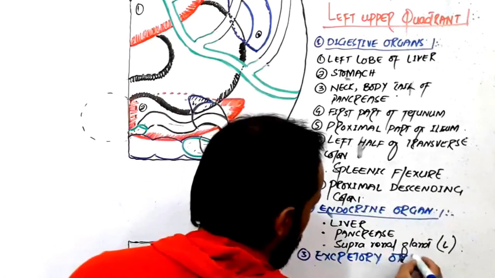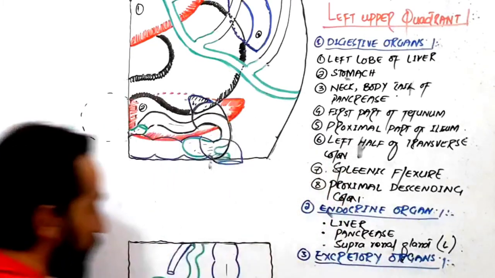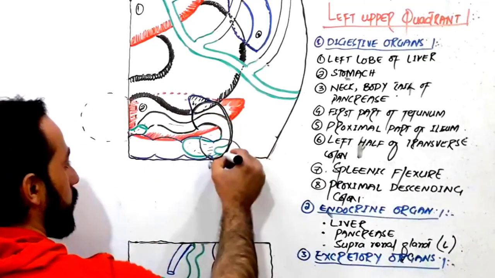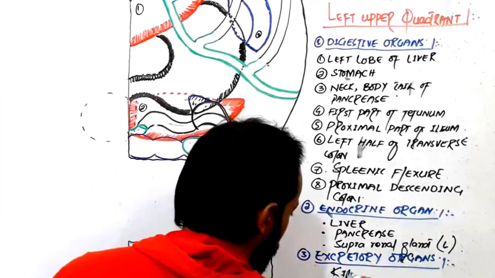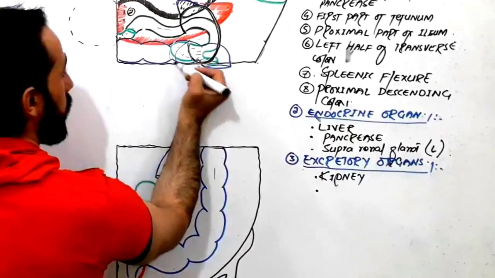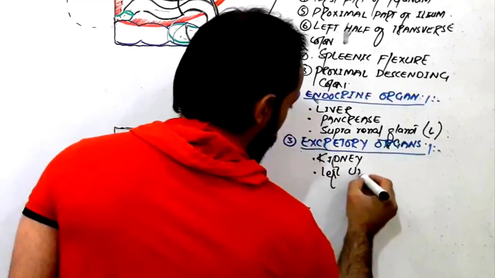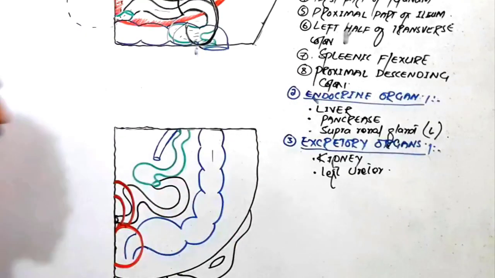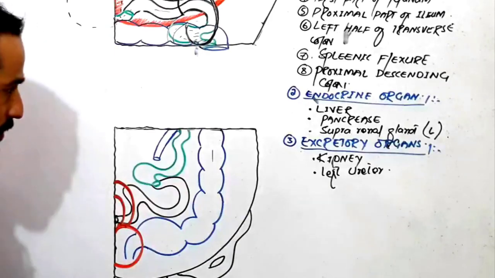Yes, we have excretory organs in our left upper quadrant of the abdominal cavity. We have the kidney. Look, this is your kidney present there. So we say kidney, which kidney? Left kidney. And then the ureter is also present there. So left ureter. Left proximal ureter, right? Not all parts of the ureter. Left proximal ureter is found in the left upper quadrant of your abdominal cavity.